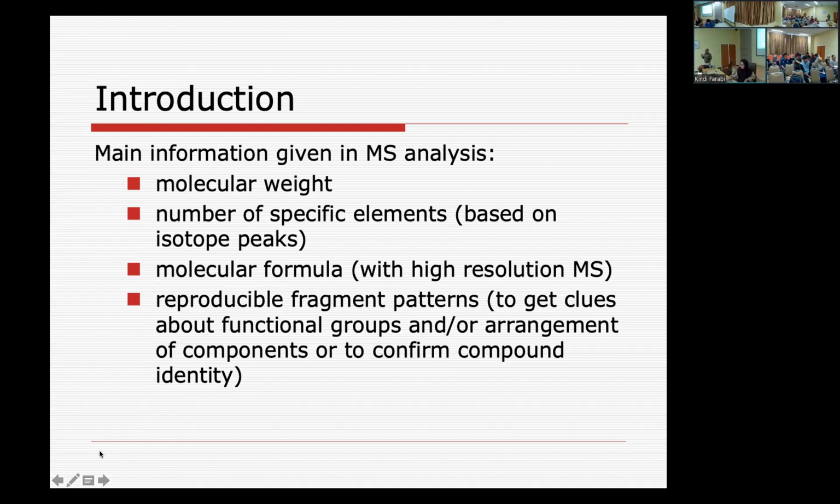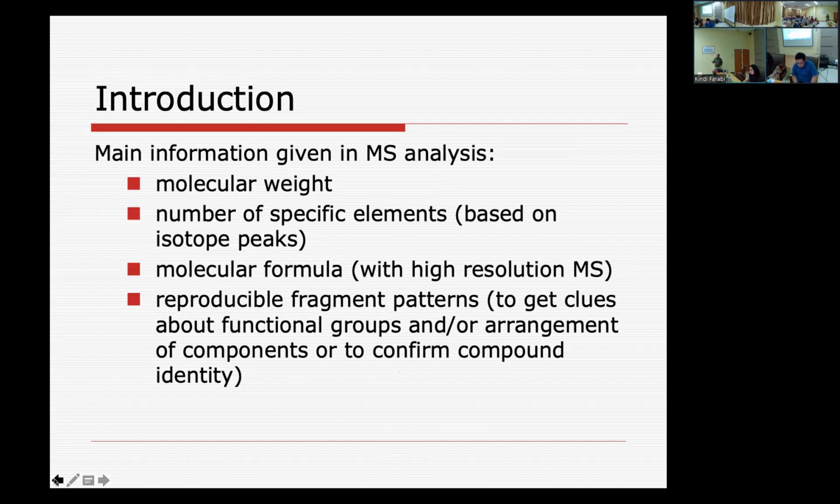Dan perbedaan antara calculated dan measurement itu hanya di bawah 50 ppm. Lebih bagus kalau 10 sampai 20 ppm. Kalau di atas itu, reviewer akan menyuruh diulang lagi. Nah, kemudian juga kita bisa mengetahui pola fragmentasi. Ini penting sekali untuk menentukan functional group dan juga adanya penataan ulang suatu senyawa untuk mengkonfirmasi strukturnya.